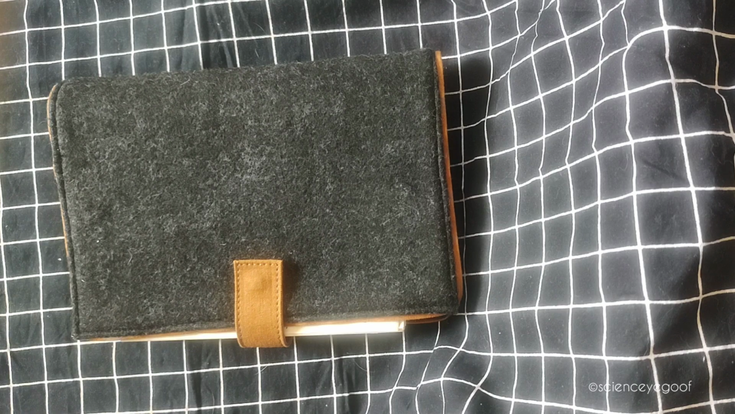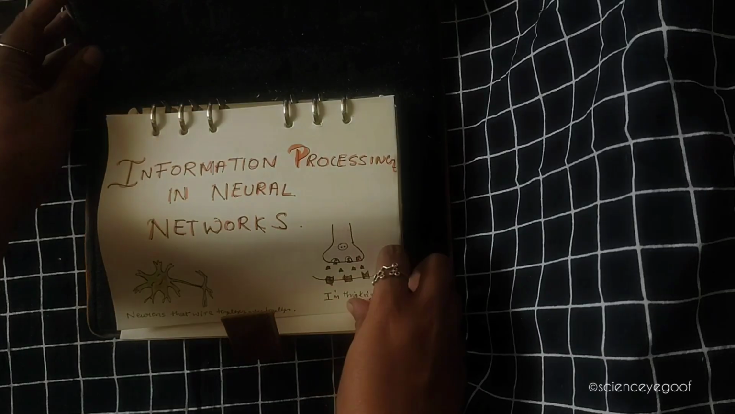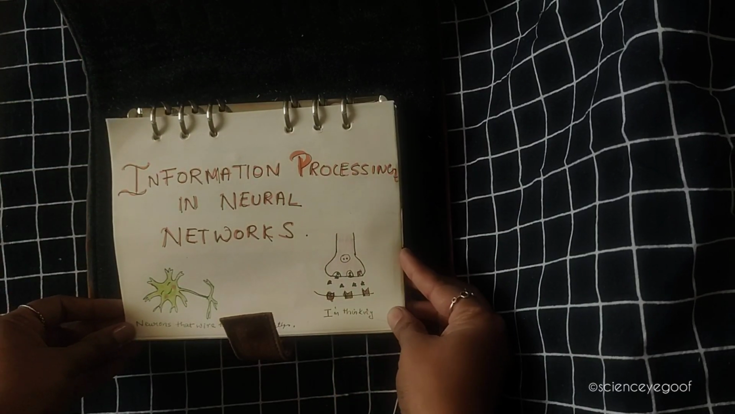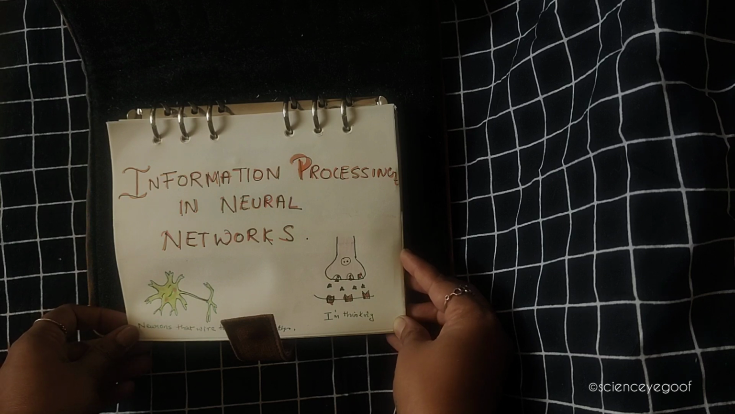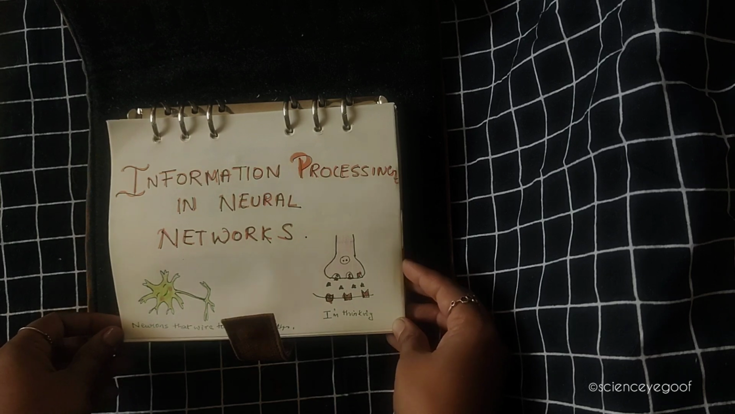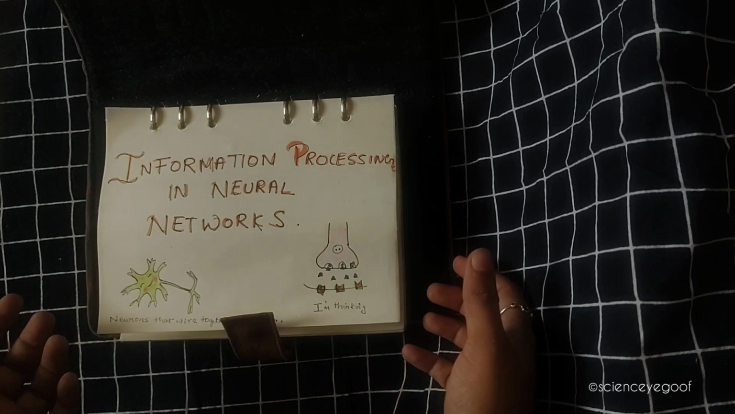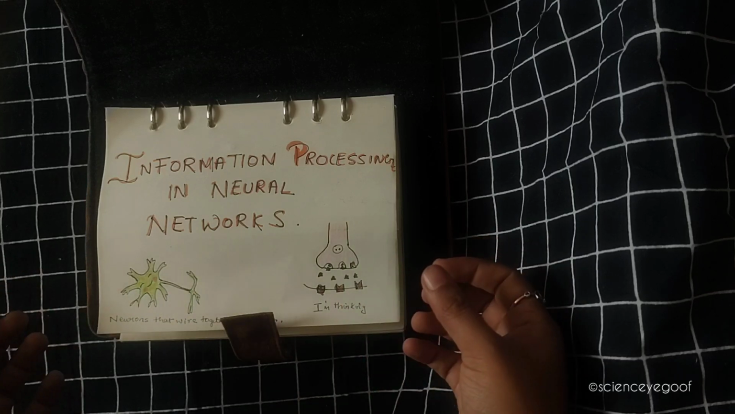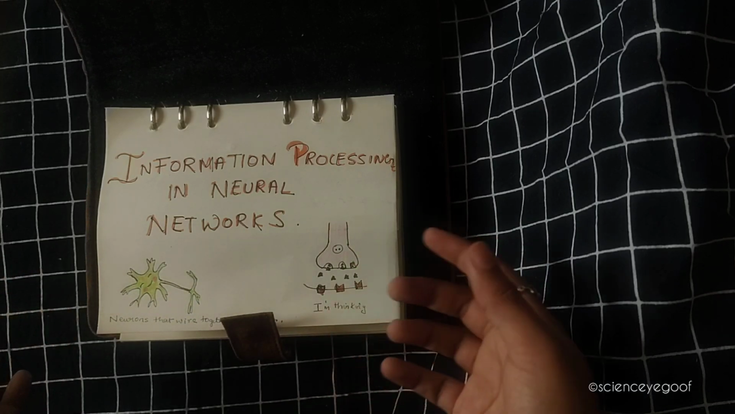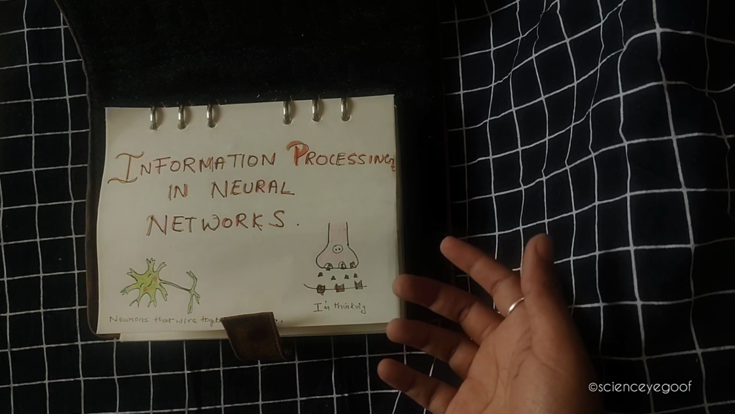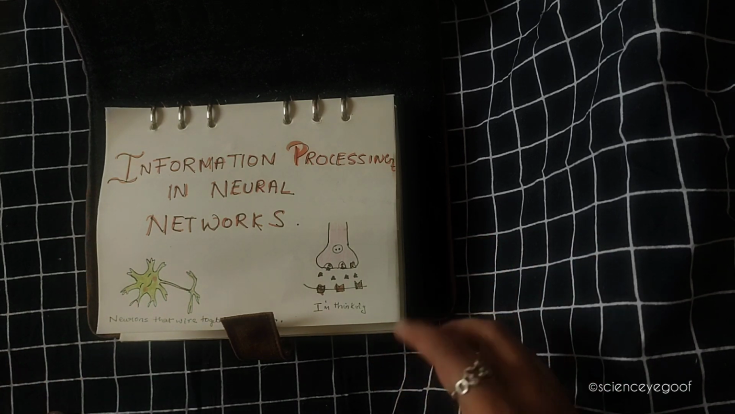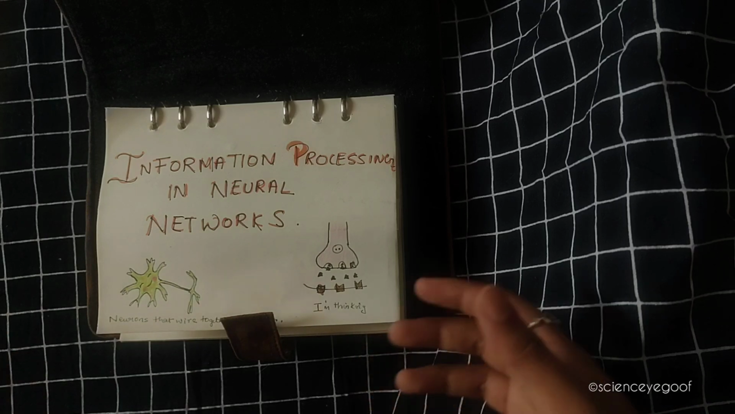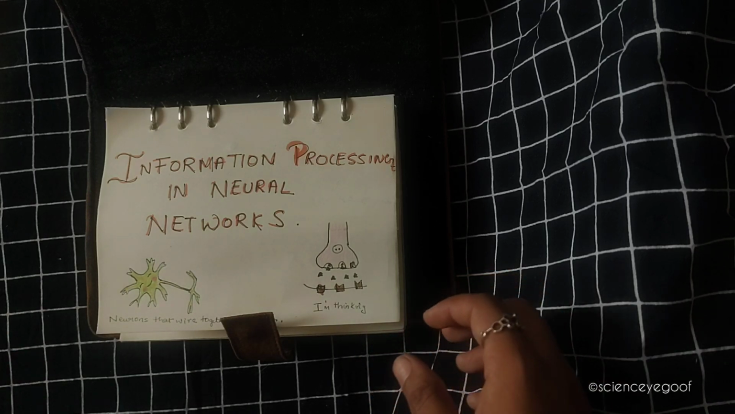Hi everybody. So today we shall try to understand information processing in neural networks. The essential function of your brain and your nervous system is to collect information from the external world about the internal states of your body, and to interpret this information according to the needs and goals of the organism, to formulate behavioral responses if required to accomplish these goals.